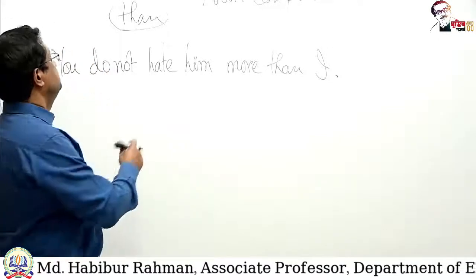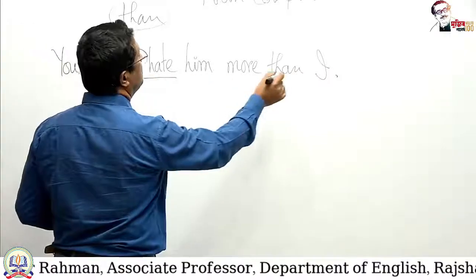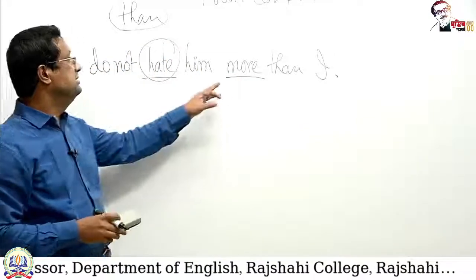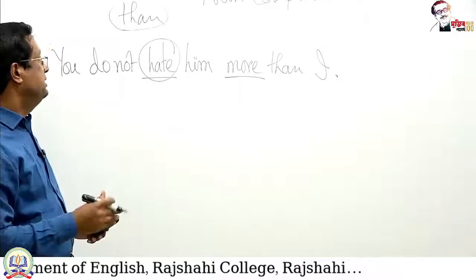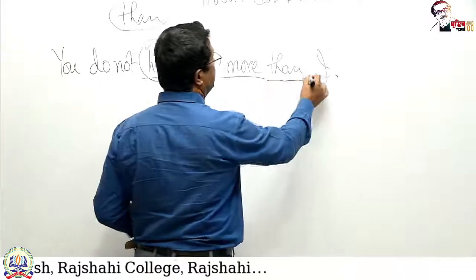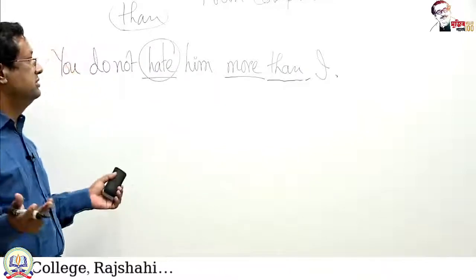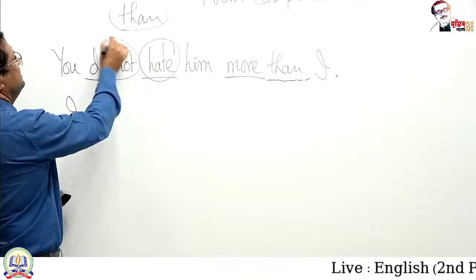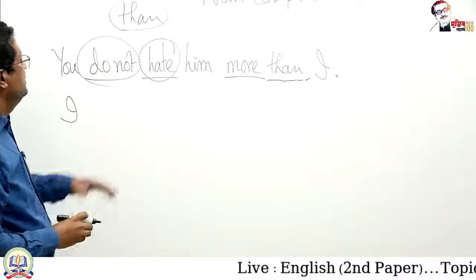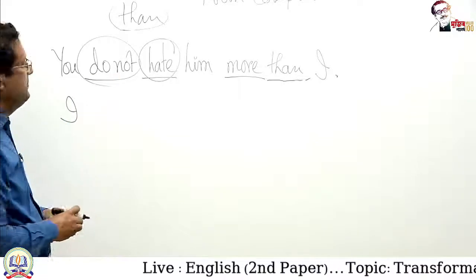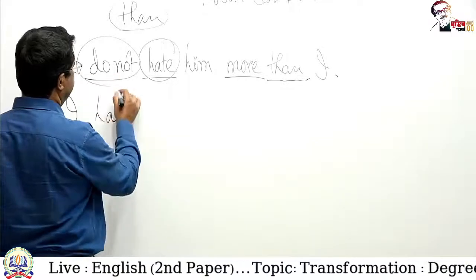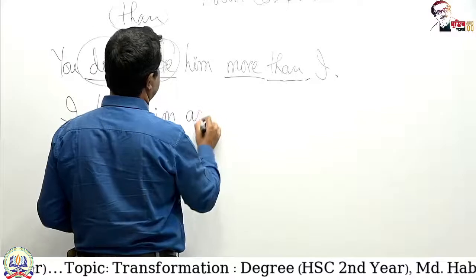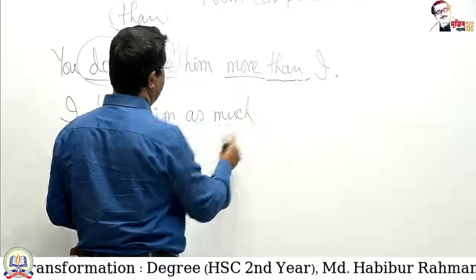Here, the same thing, you do not hate him more than I. So more is related to verb hate. That is why this is adverb. However, we find only than here, not than any other or all other or most other. So I will come here. I, and this is in negative form. So we will make it affirmative. I hate him as much as, this is affirmative sentence.